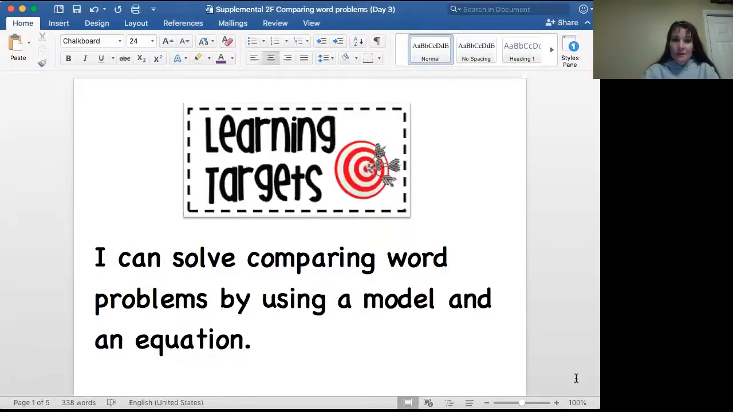Let's go ahead and look at our learning target for today. Our learning target is I can solve comparing word problems by using a model and an equation. We have gotten so good at using those when we're solving to show our thinking.